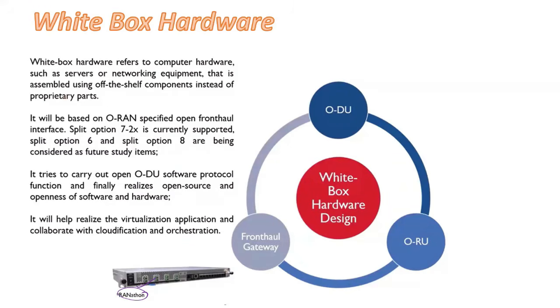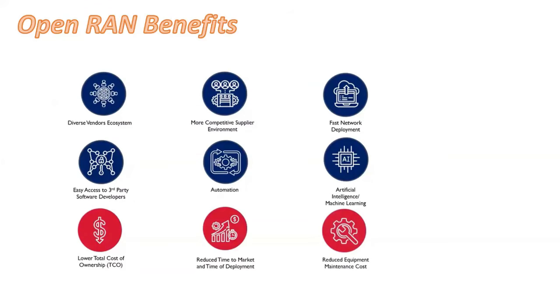It will be based on the O-RAN specified open fronthaul interface, and it uses option split 7.2, which we have discussed in the previous slides. So typical applications can be O-DU, O-RU, or fronthaul gateway, right? And other advantages can be reduced time to market, less time of deployment, and reduced equipment maintenance costs. So these are the various benefits of OpenRAN.